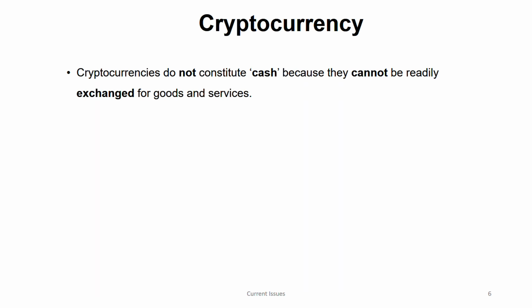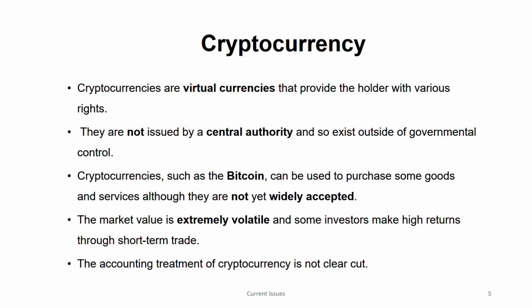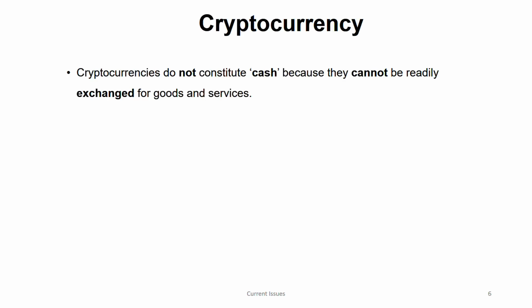Let us go to the previous slide. We said that it is not yet widely accepted. So you cannot readily exchange all goods and services for this. Can you convert your cash into goods and services? You pay cash and you get the goods and services. Can you do it with this? Is it readily available? No. For some, yes, but not for all. So you cannot take it as cash.